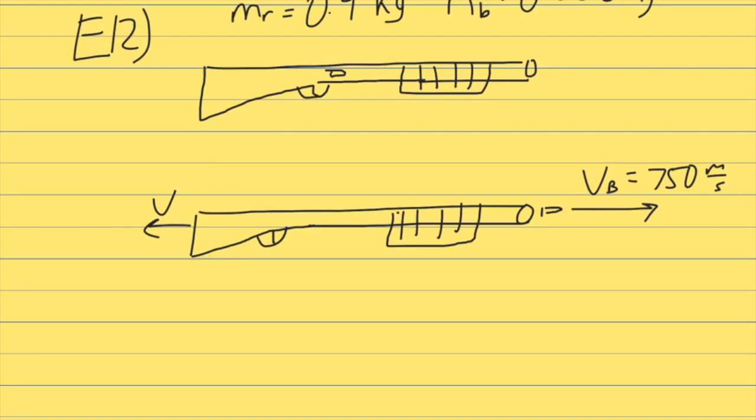Exercise 12. A rifle with a mass of 9 kilograms fires a bullet with a mass of 6 grams, which is 0.006 kilograms. Immediately after it's fired, the bullet has a velocity of 750 meters per second. We're asked A, what is the momentum of the bullet after it's fired?